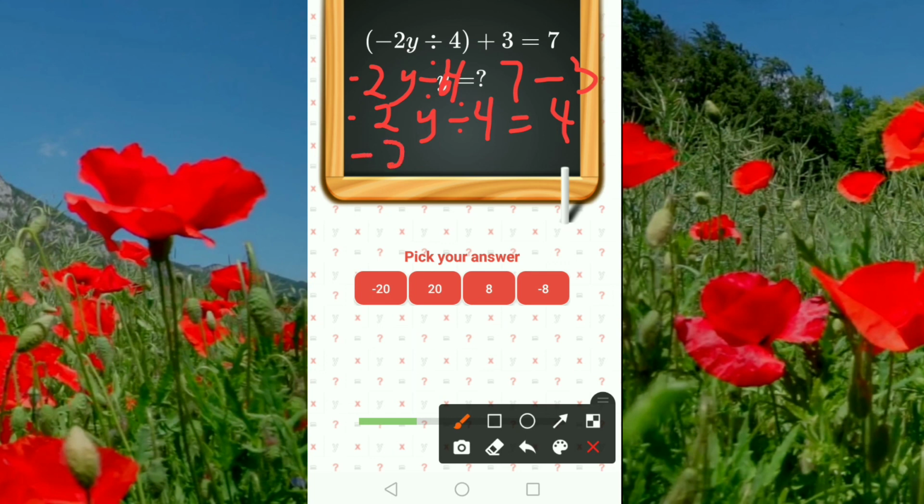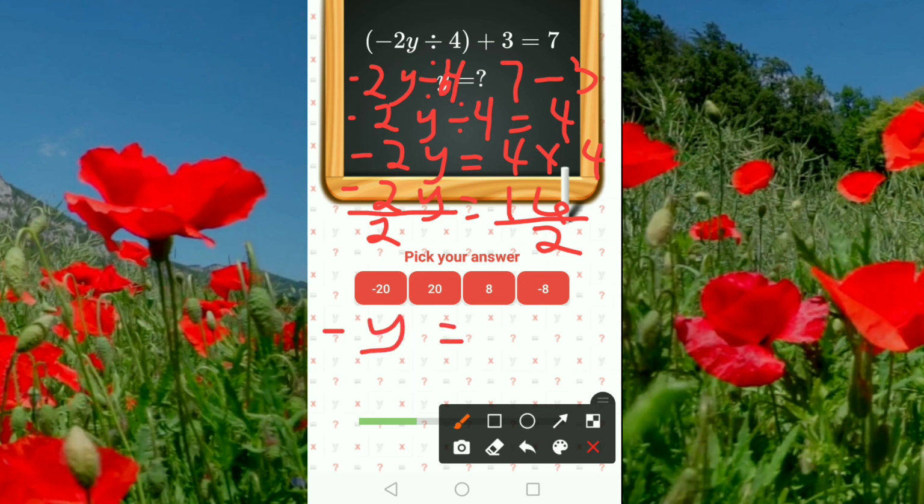So negative 2y equals 4 times 4. So negative 2y equals 16. And then we divide by 2 on both sides. So negative 2 divided by 2 equals negative y. And then equals 16 divided by 2 equals 8.